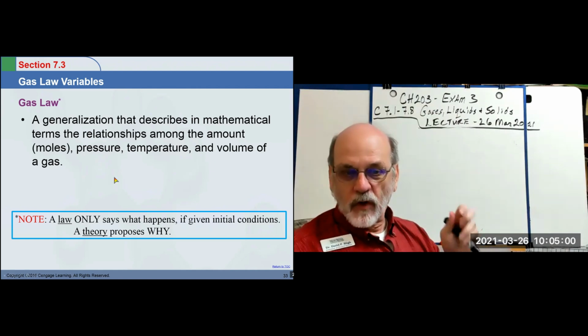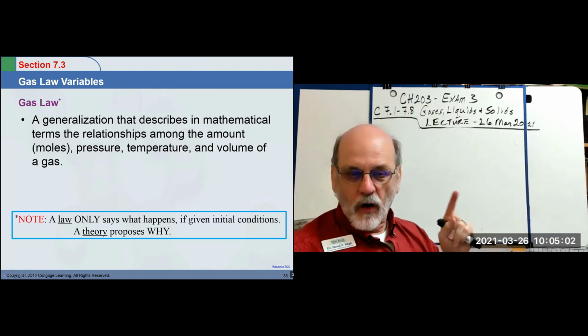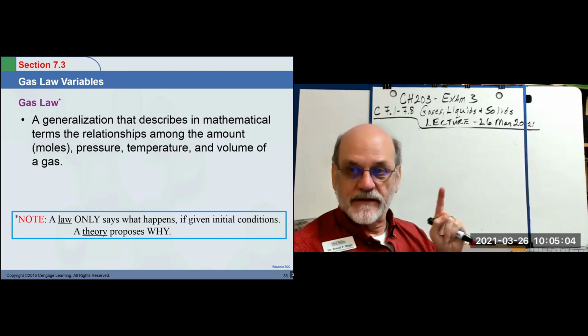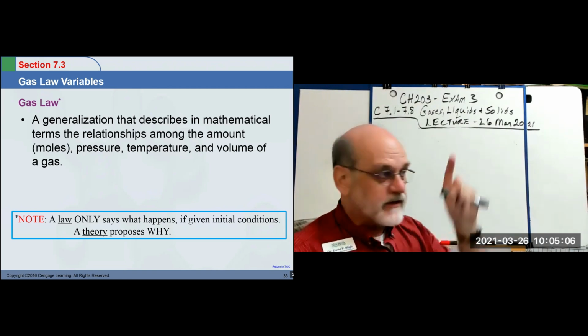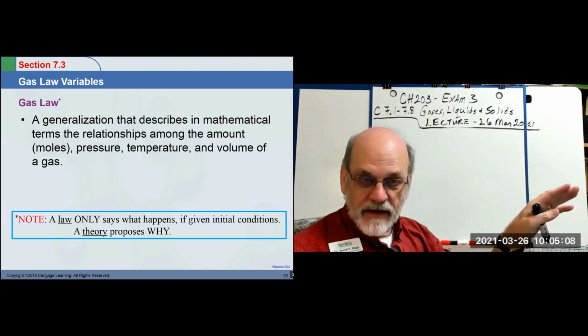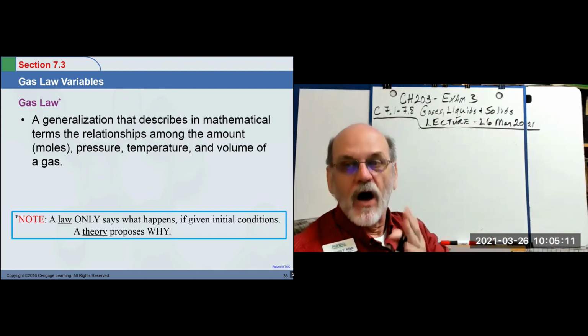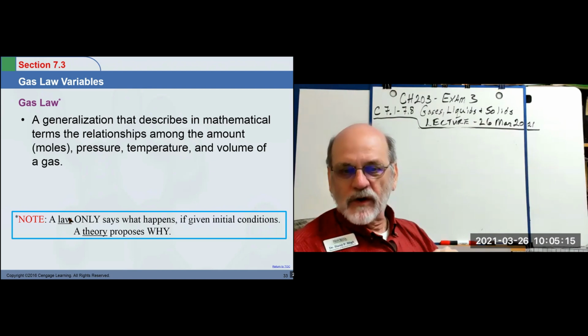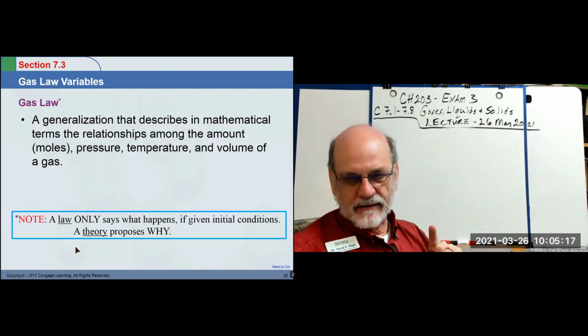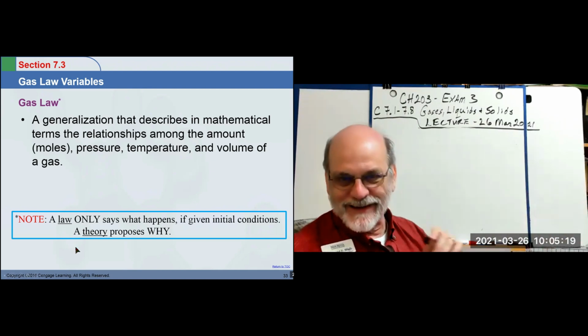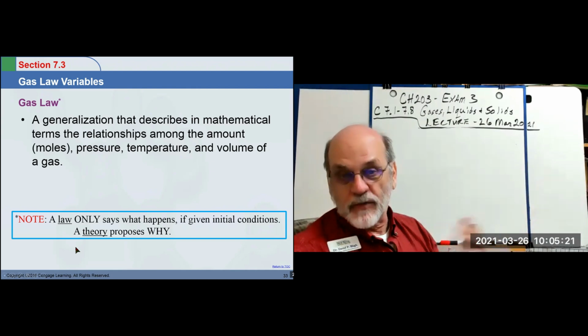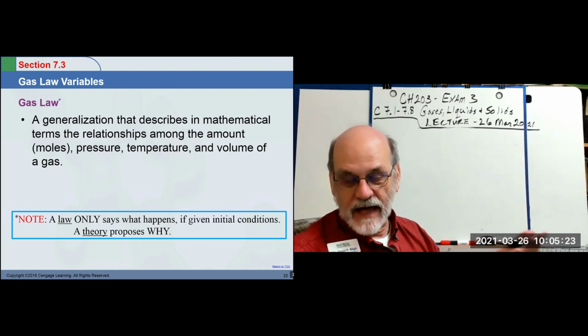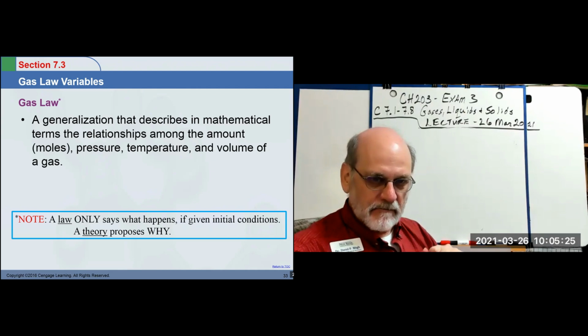So remember what a law is. A law only says this is what happens. If you have these conditions, then the law says this will happen always, every time. It's only the theory that explains why. And we've already covered the theory. So maybe the theory will help you understand why the laws act the way they do. That's the hope.